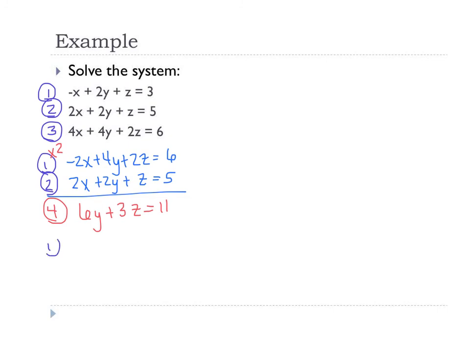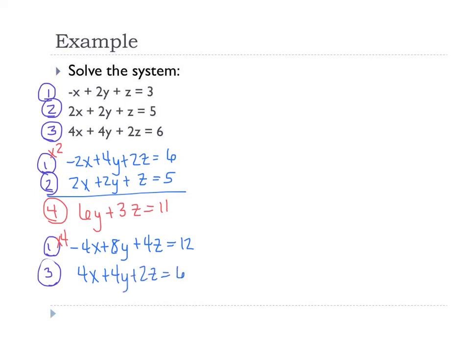And then I'm going to do 1 and 3. Notice I'm picking the ones that have all opposite signs already. And so I need to take number 1 times 4 this time, which is going to look like negative 4x plus 8y plus 4z equals 12. And 4x plus 4y plus 2z equals 6. Add those together for equation 5, which is 12y plus 6z equals 18.